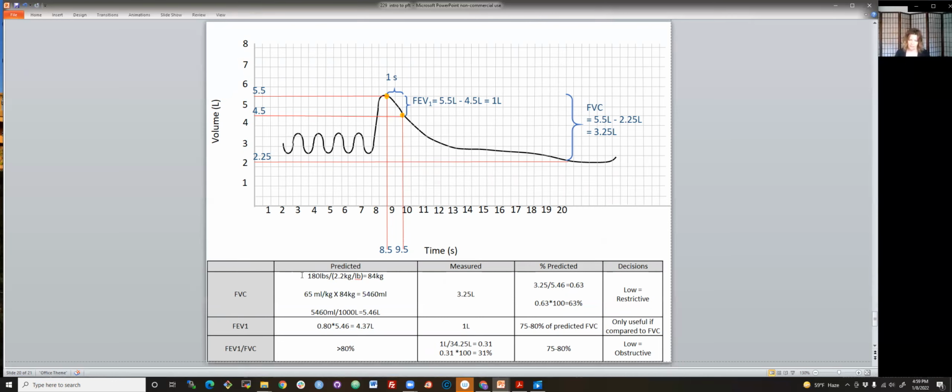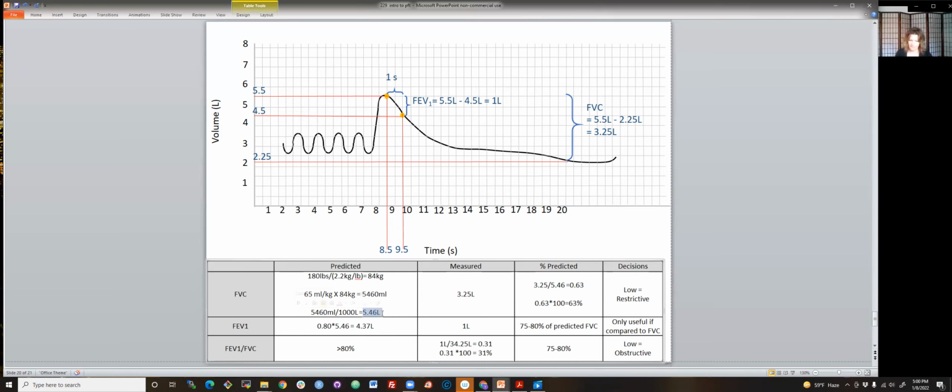Well, he's 180 pounds, and if you divide that by 2.2, that gives you 84 kilograms. So your predicted or expected FVC for this person is 65 mils times 84, which gives you 5,460 milliliters. Let's convert that to liters because it's just easier to deal with. So you basically divide 5460 by 1,000. You can see that down here. So your predicted FVC for this person is 5.46 liters.